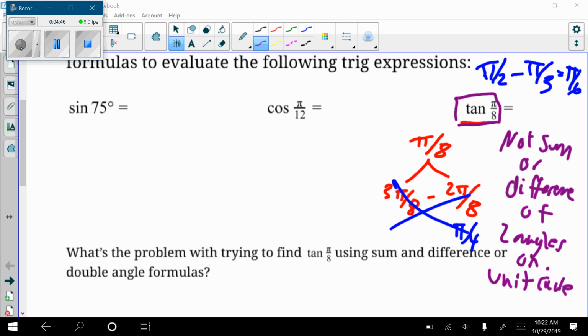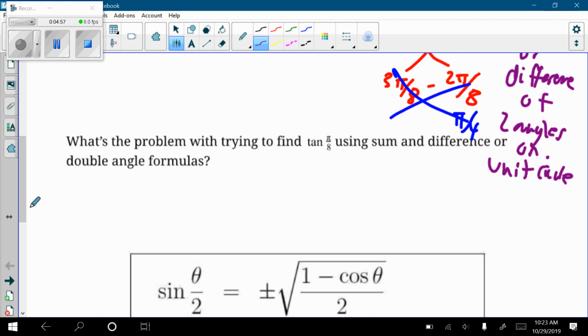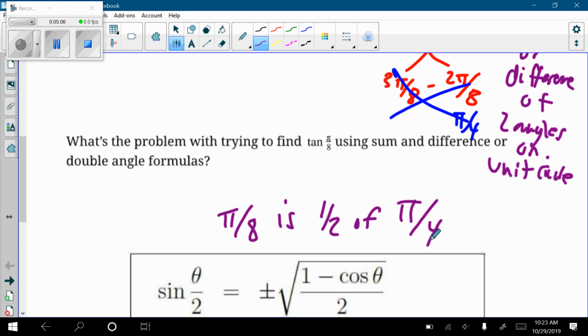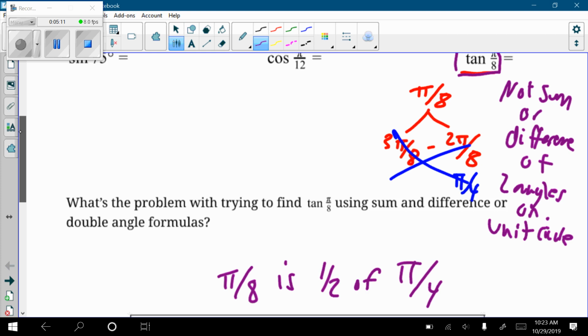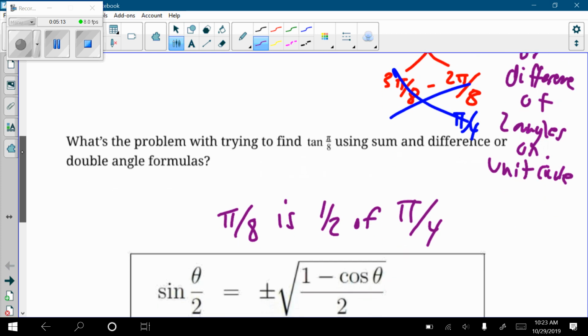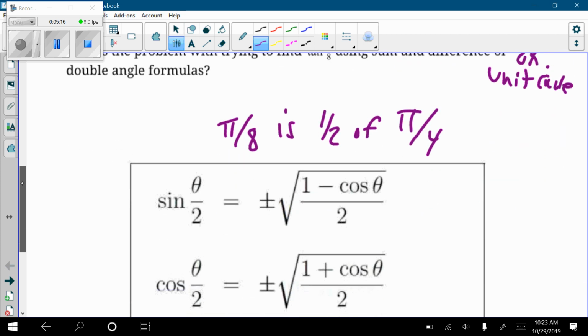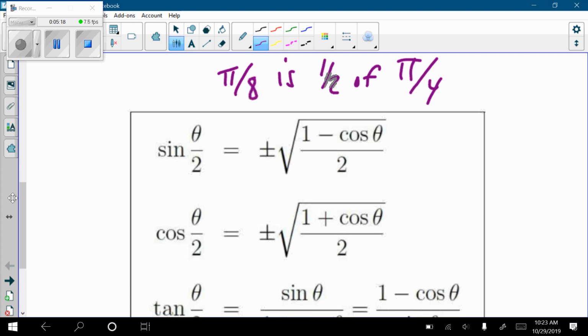Pi eighths is half of an angle on the unit circle. Okay, now we don't have a half angle formula yet, but that's what I'm going to show you right now. So the nice thing about pi eighths is it's half of pi fourths. Okay, so that's the idea we're kind of going to use here. If you're thinking, can I just use my double angle formula? Well, wait, be careful here. Pi eighths isn't double an angle on the unit circle. It's half an angle. So that's a different formula. So these are different than the double angle formulas. These are the half angle formulas.